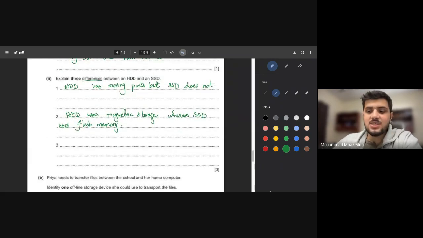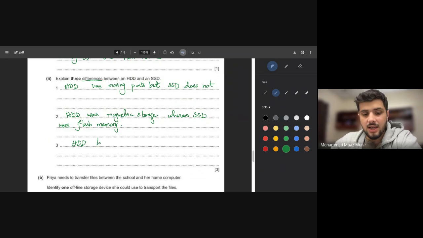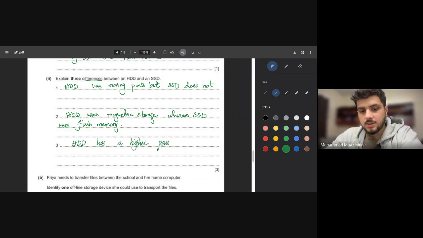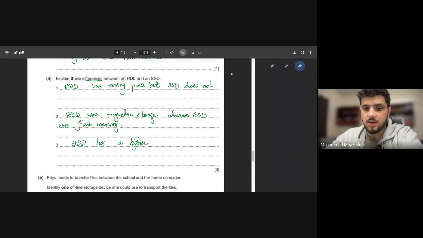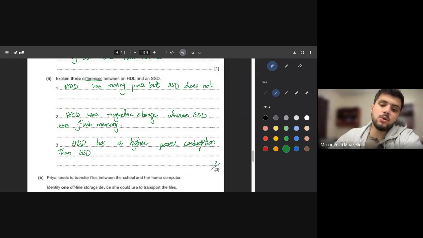And then the third one can be anything, like you can say that a hard disk has higher power consumption than SSD. So HDD has a higher power consumption than SSD. Let me rewrite, the spelling got messed up. And you get 3 by 3 for this.